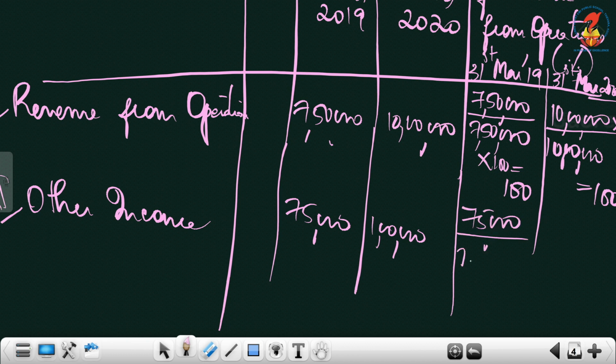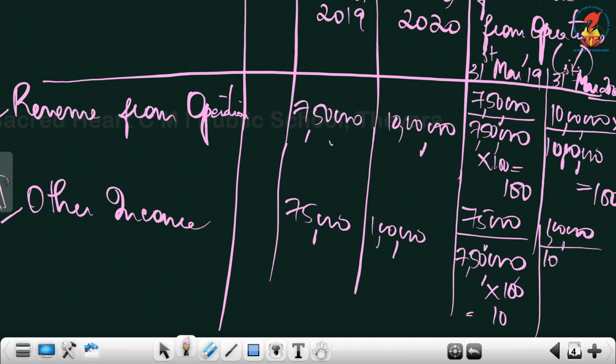So 75,000 by, the base will be always revenue from operations. So 75,000 by 7,50,000 into 100. So it is 10%. Then here it will be 1 lakh divided by 10 lakhs into 100. So it is 10%.